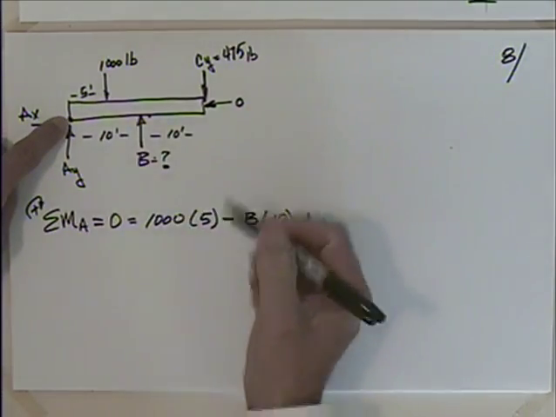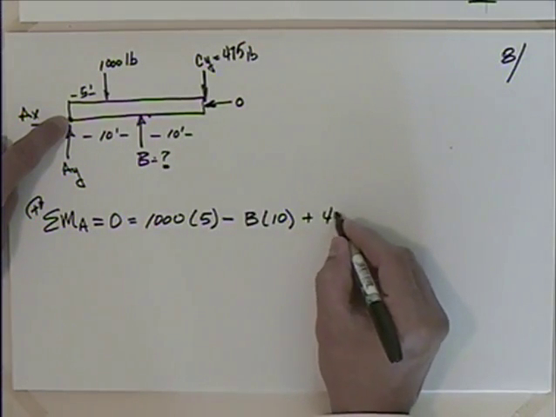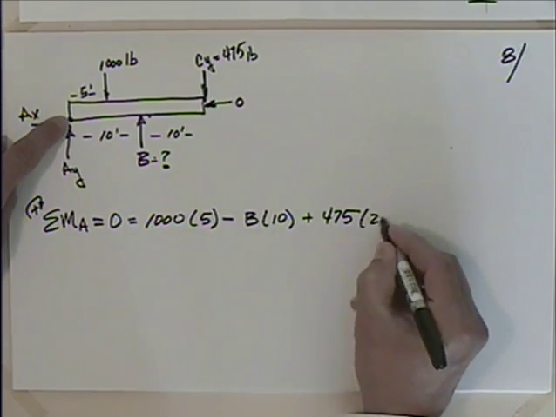This is going to rotate clockwise. This one's going to be clockwise. That's counterclockwise. So I have 475 times a distance of 20.